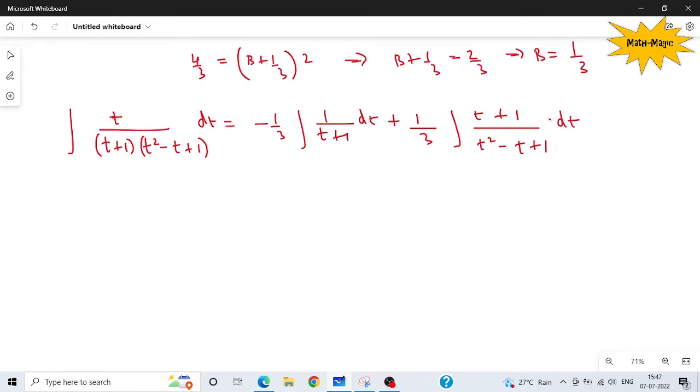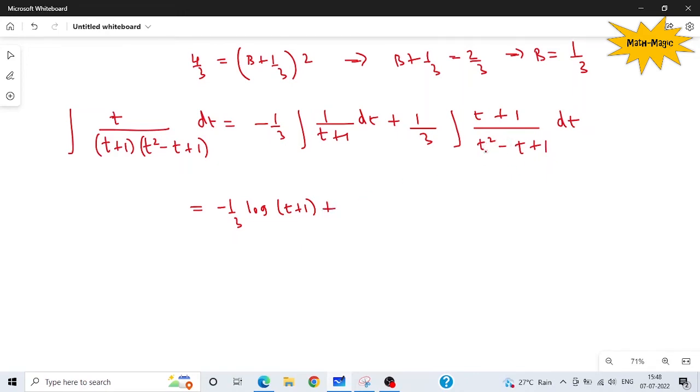Okay, the value of b and value of c is 1 by 3. So now the first integral is easy. So this is equal to minus 1 by 3, and the integration of 1 upon t plus 1 is log of t plus 1. So now we got this expression, then plus, now we can express the denominator's derivative in the numerator.